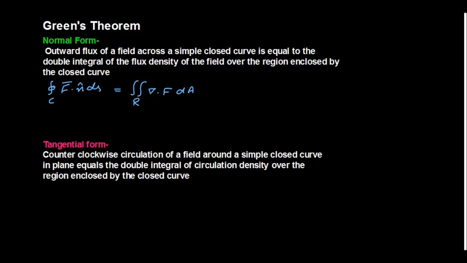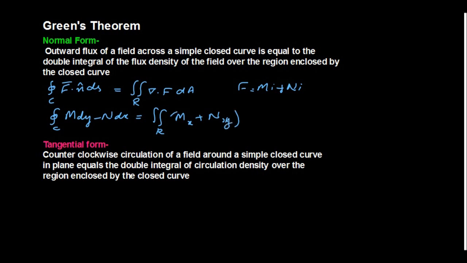If I represent capital F is equal to Mi plus Nj, which is a field capital F, then I can rewrite this integral as integral over C M dy minus N dx, which can be written as equal to double integral over R del dot F. I can write it as M_x plus N_y, partial derivatives with respect to x and y, dx dy.